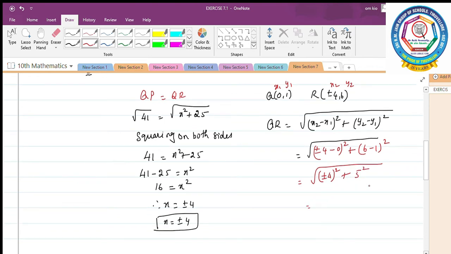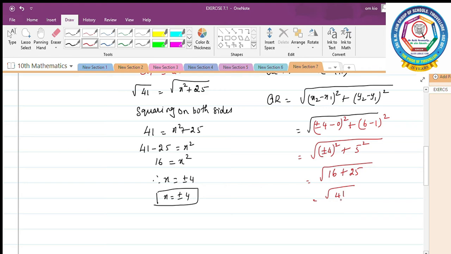If you take plus 4 square, that is 16, and minus 4 the whole square is also 16. Therefore the answer is 16 plus 25. This is equal to square root of 41. So the distance between QR is square root of 41.